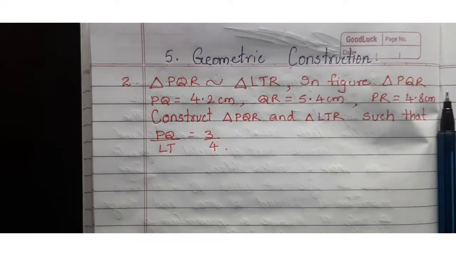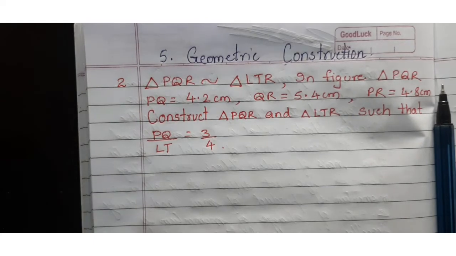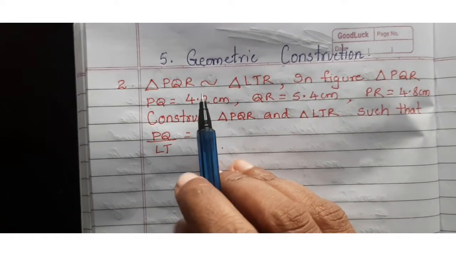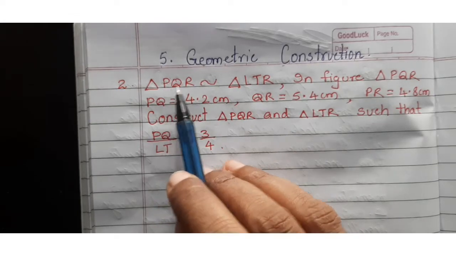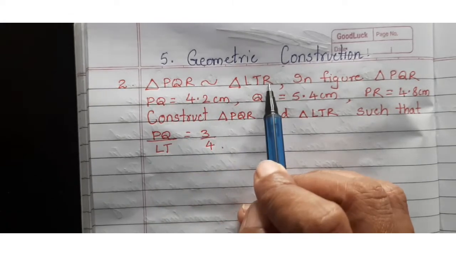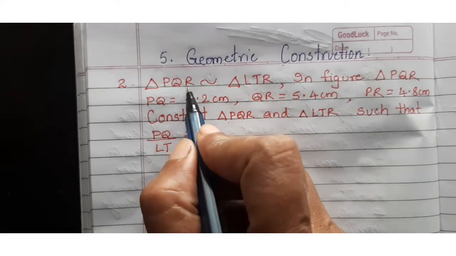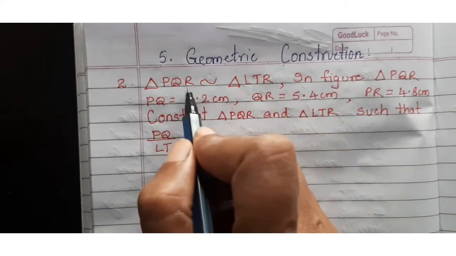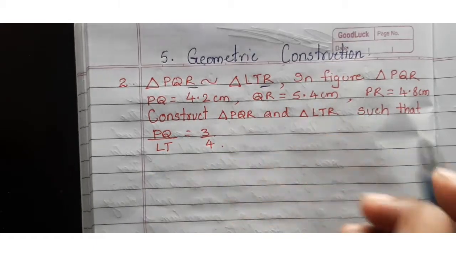So here we begin with the second construction of similar triangles. Here triangle PQR is similar to triangle LTR. Observe the vertices of the triangle. Here it is PQR, here it is LTR. R is common in between them.